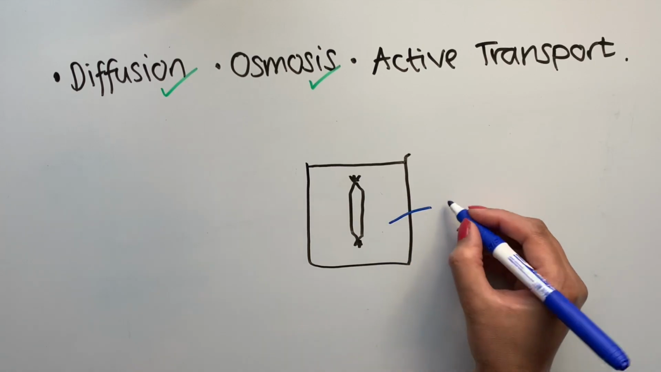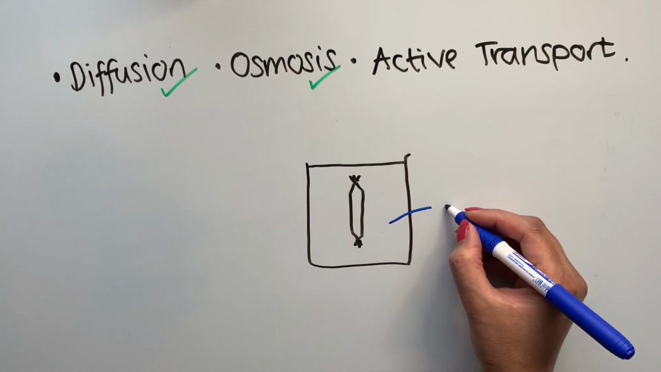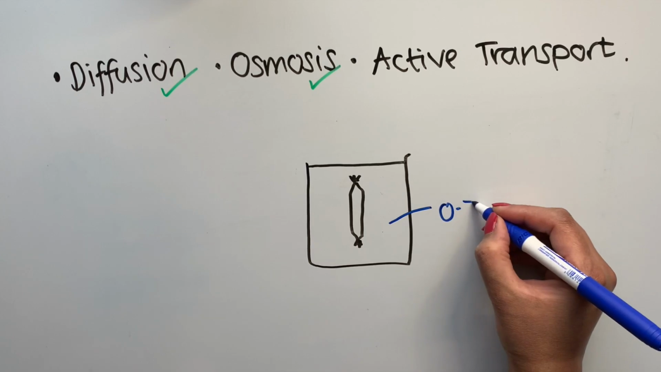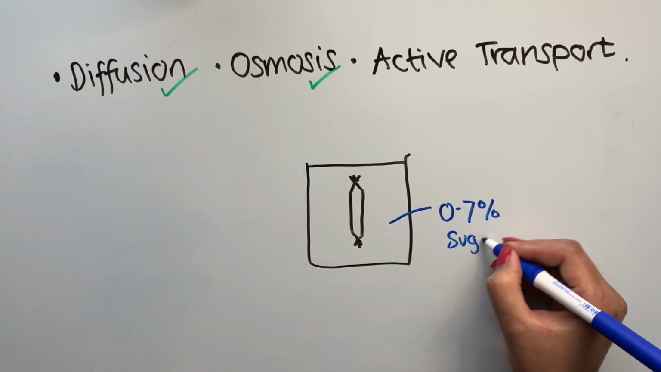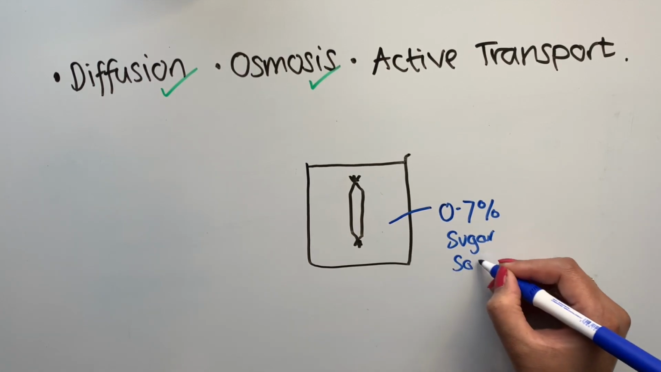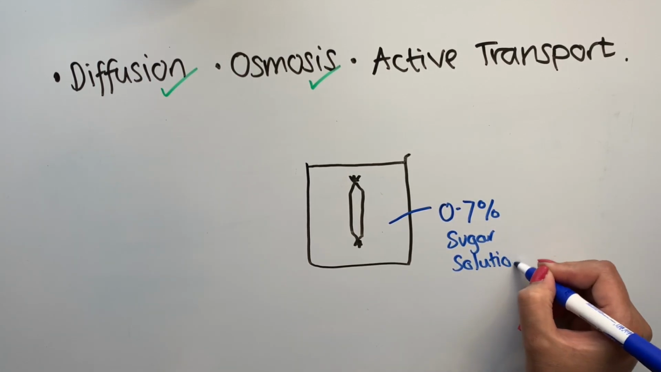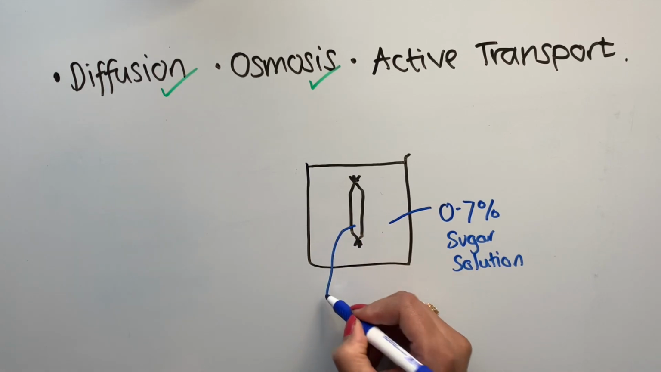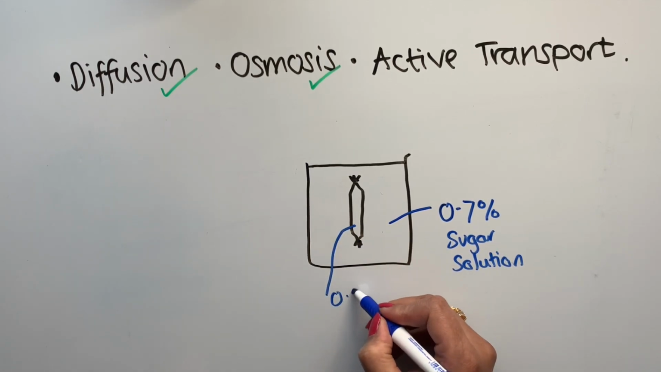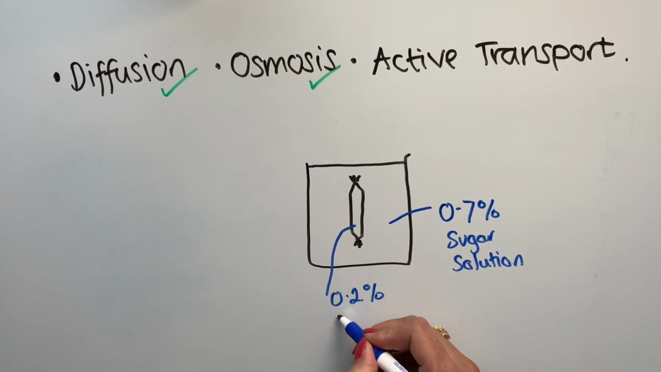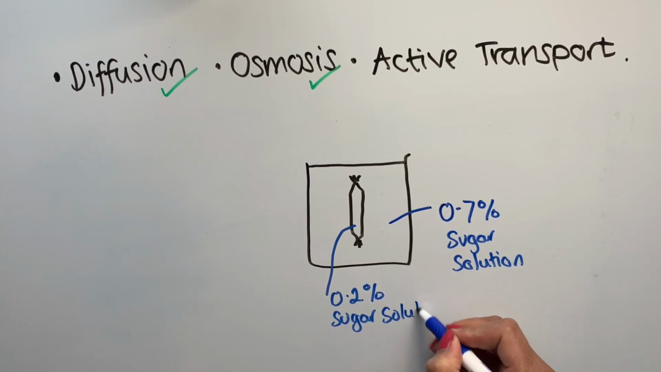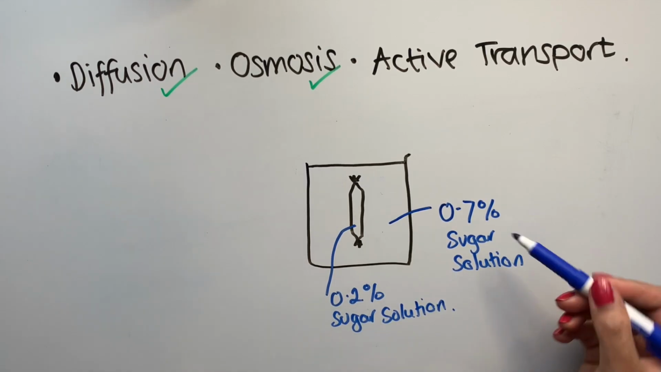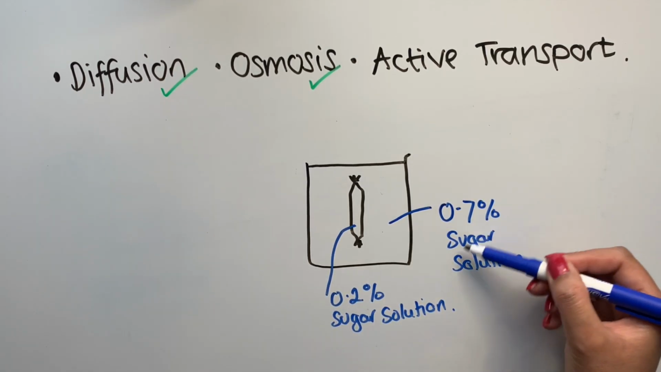On the outside in the beaker, we might have a 0.7% sugar solution, and inside the visking tubing we might have a 0.2% sugar solution.